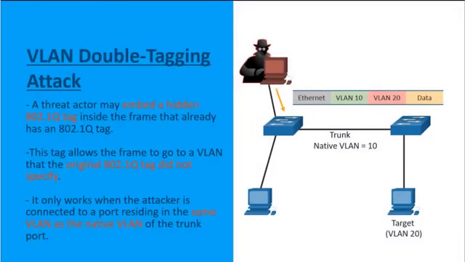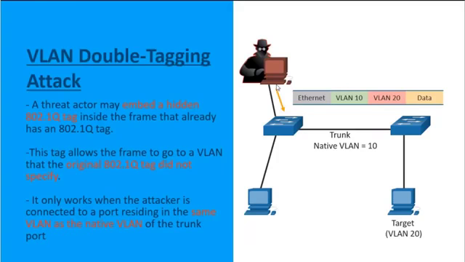With a VLAN double tagging attack, a threat actor is going to embed a hidden 802.1q VLAN tag inside of a frame that already has an 802.1q VLAN tag. What's going to happen here is we're going to have an attacker that's going to double tag a frame. For example, our attacker is going to build a message that's going to communicate from its current VLAN, which is VLAN 10, with a targeted VLAN of VLAN 20.